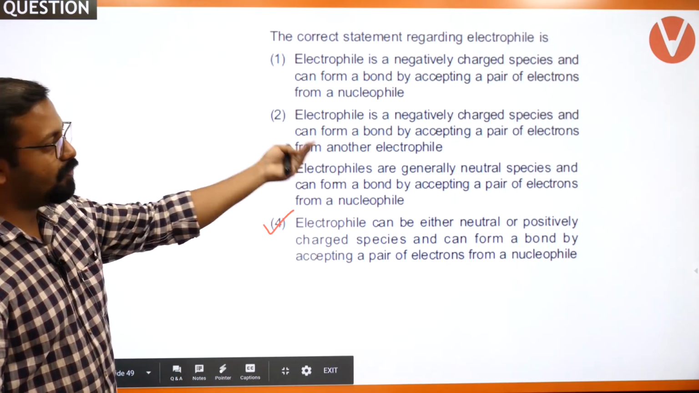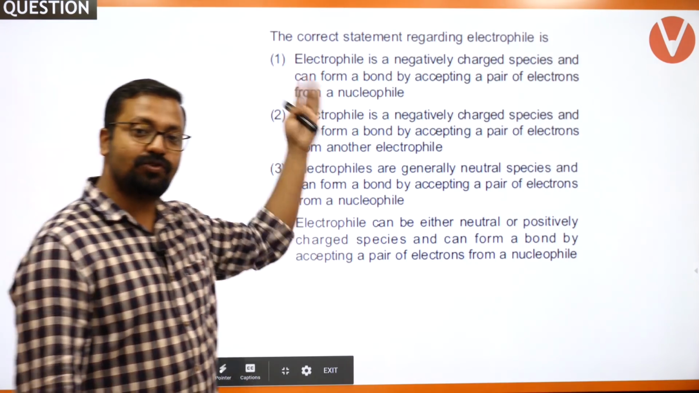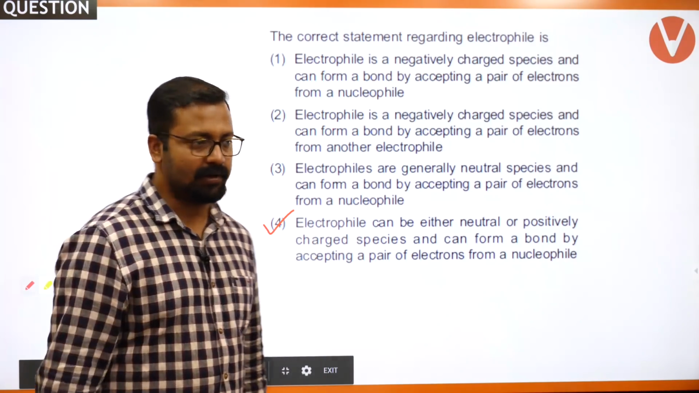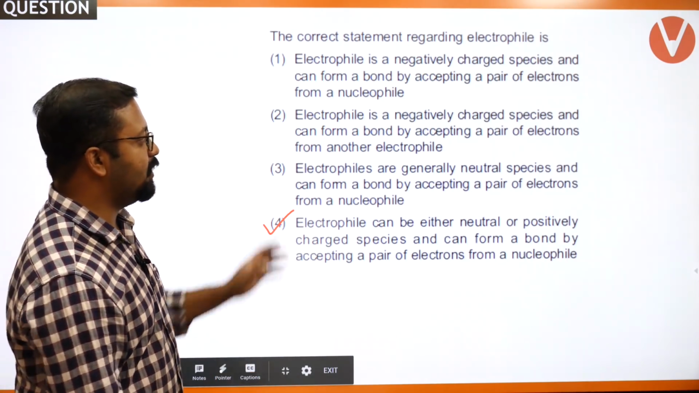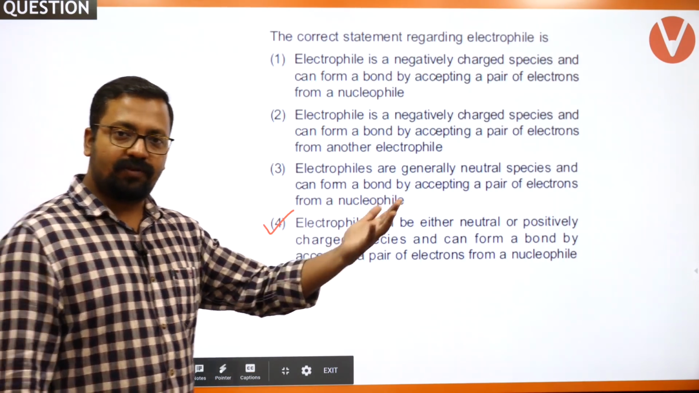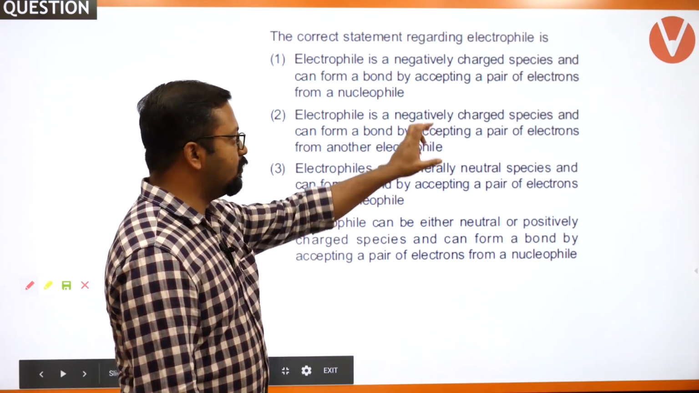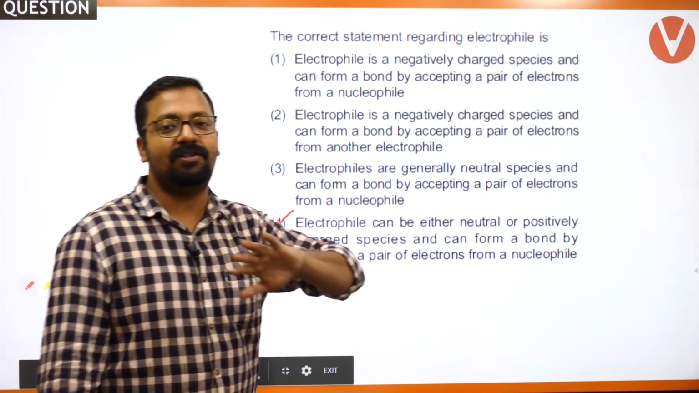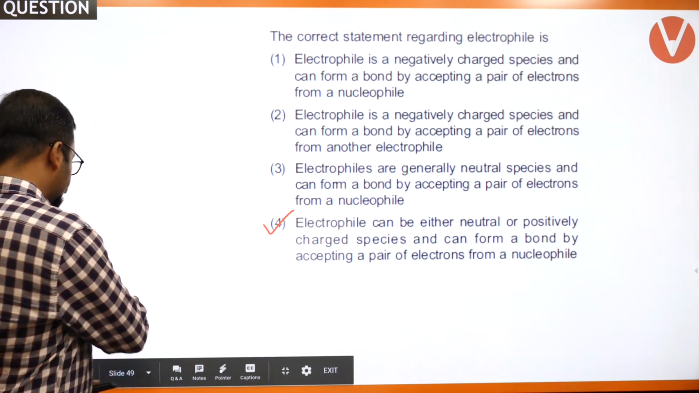I'm not even reading everything. I do a cursory glance at the question and identify the first key differentiating parameter. With my knowledge of chemistry, or with your knowledge of chemistry, what you can identify is that it cannot be negatively charged. Since it is an electrophile, it will not be negatively charged. Okay.